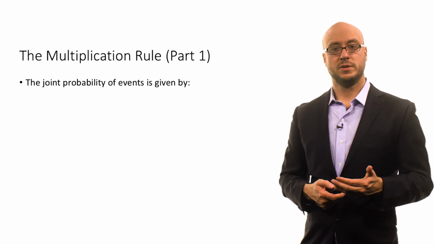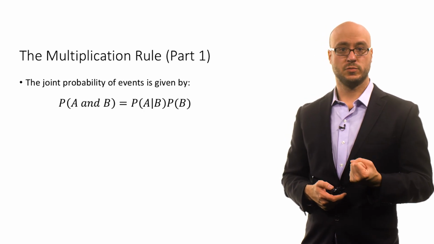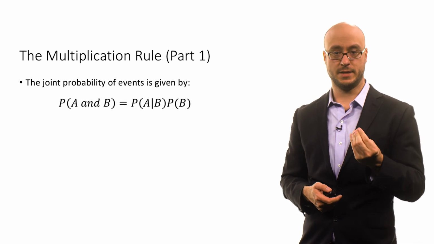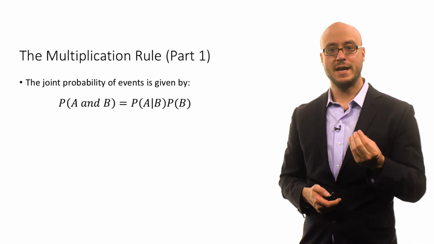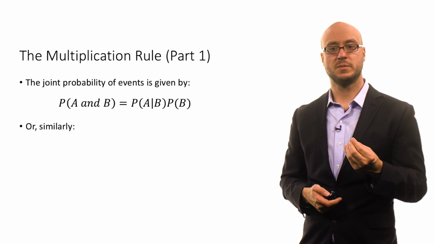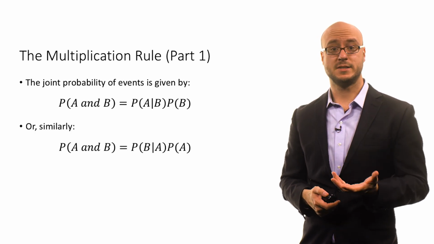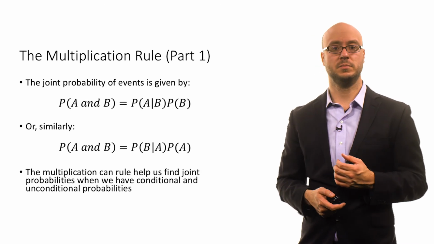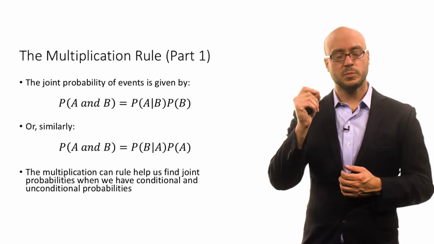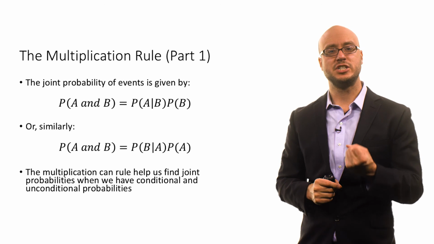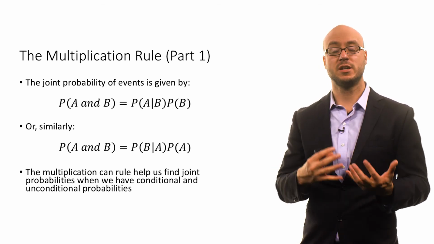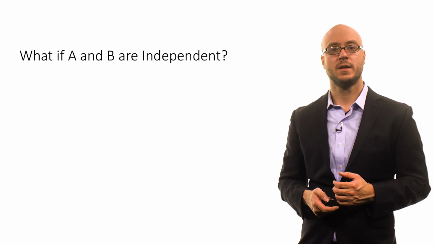To work with conditional probabilities, it's useful to think about the multiplication rule. Okay? The joint probability of events, the probability of two events occurring at the same time, we can write as the probability of A given B times the probability of B. In a similar way, we can say that the probability of A and B equals the probability of B given A times the probability of A. The multiplication rule is useful because it can help us find joint probabilities, the probability of A and B, when we have conditional and unconditional probabilities.